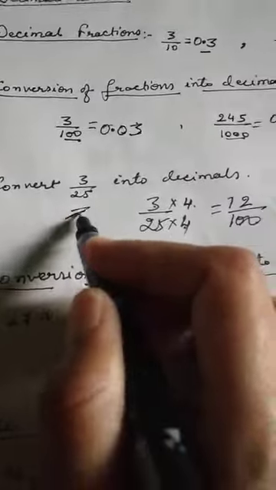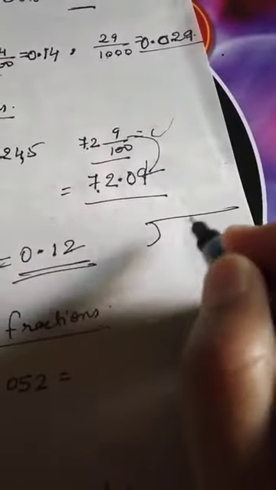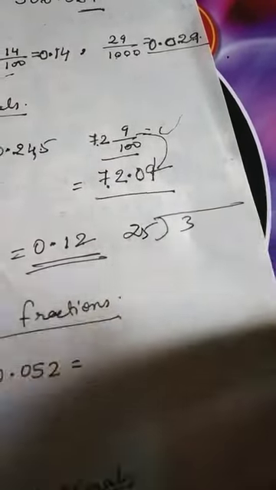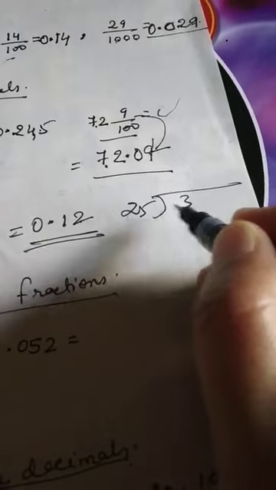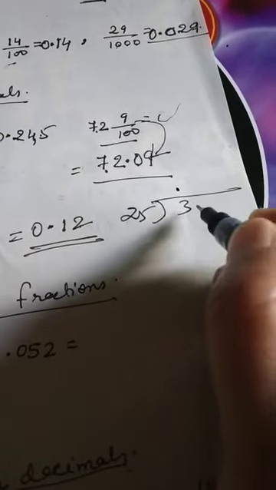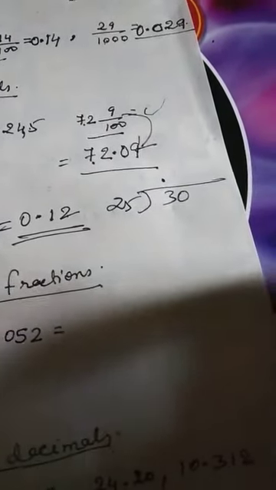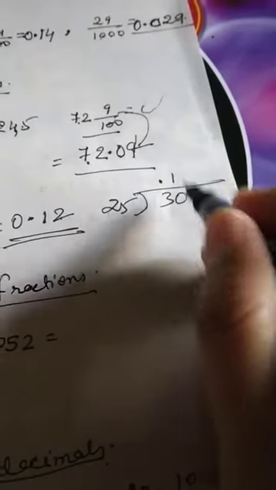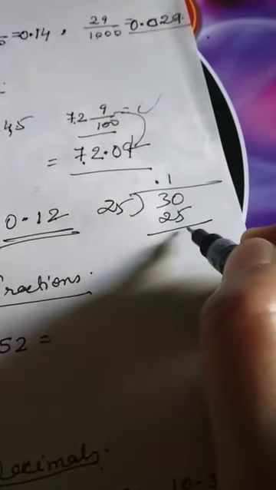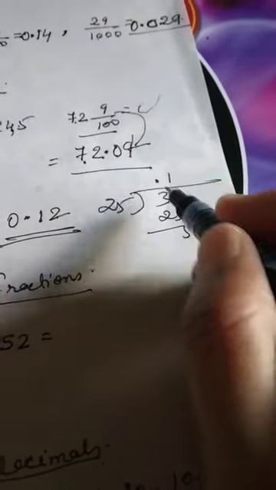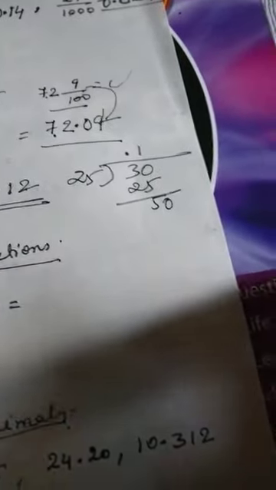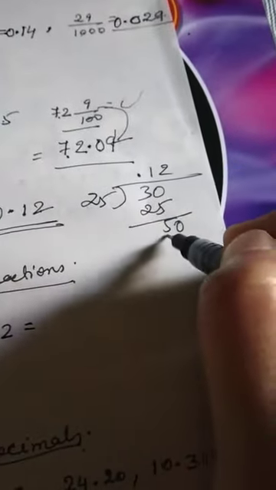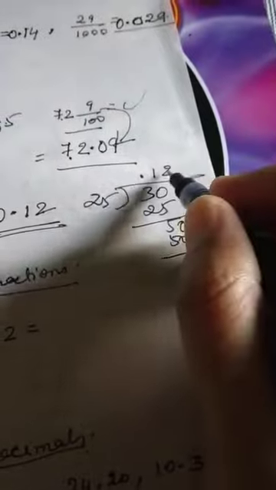There is one more way. 3 by 25, you can also directly divide. Divide it. 25, 3 is much smaller than 25. So, you can put a decimal here and take one 0. Now, 25 1s are 25. We'll get 5 here, and as you have put the decimal here, we can take one more 0. 25 2s are 50.